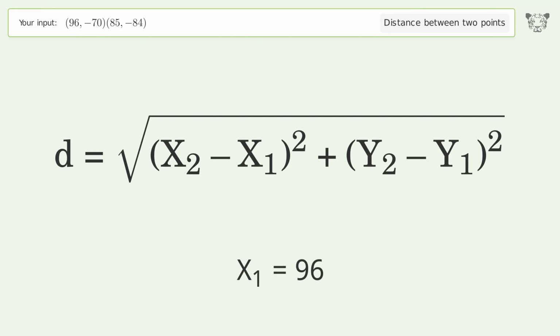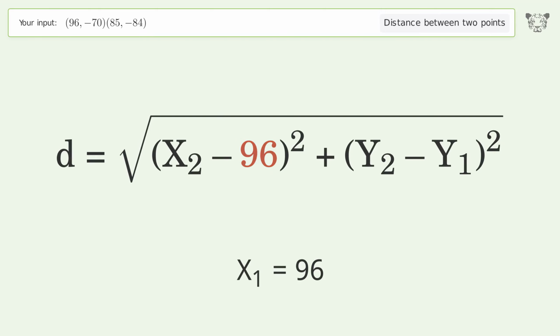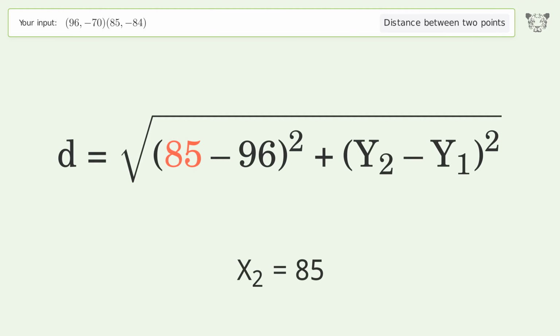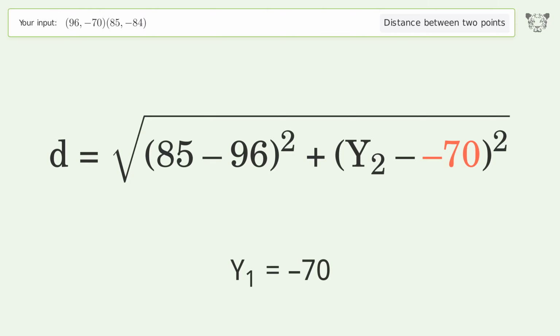x1 equals 96. x2 equals 85. y1 equals negative 70. y2 equals negative 84.